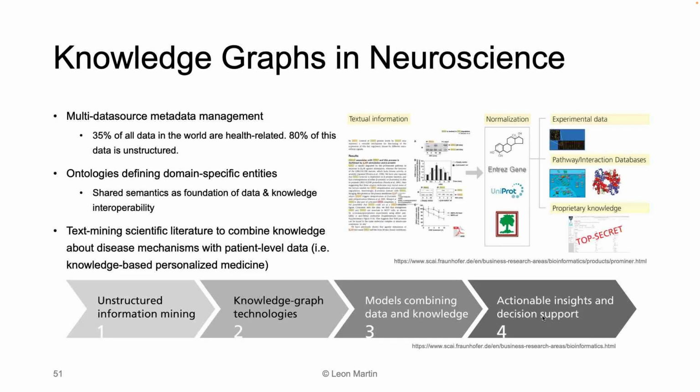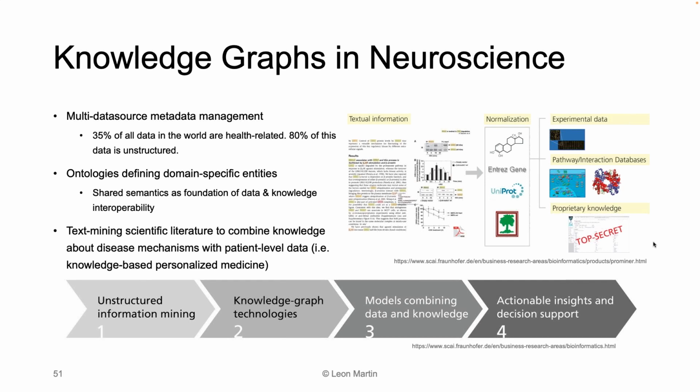For the knowledge graphs in neuroscience, we can use them as a multi-data source metadata management. So for example, 35% of the data is health related and 80% of this data is unstructured. I might say that you won't like to dig through all this data manually and making use of it. So if you're using ontologies and if you annotate your data directly using ontologies, we have shared semantics and a foundation for a FAIR data and knowledge share that is interoperable.